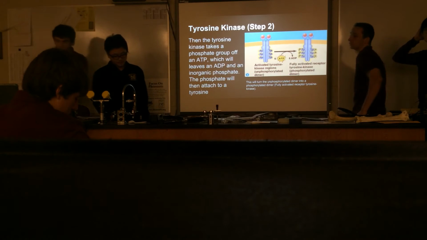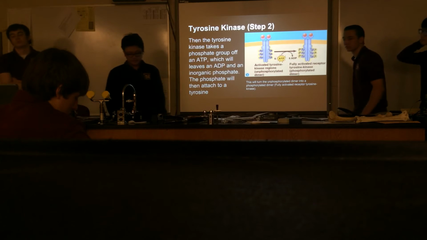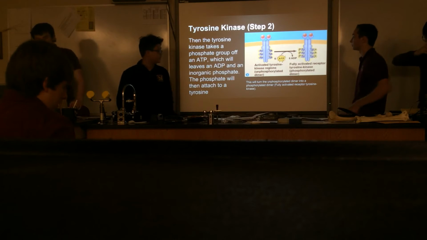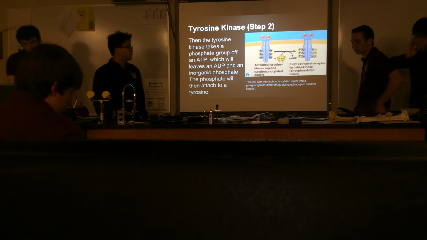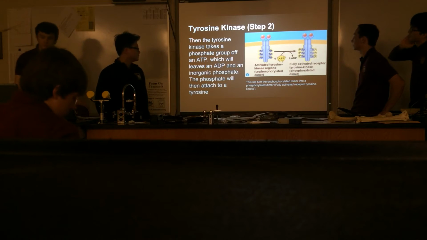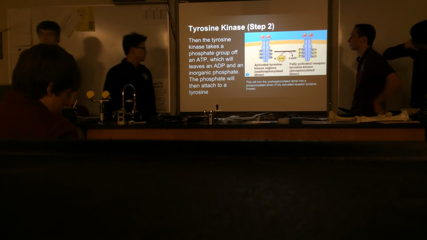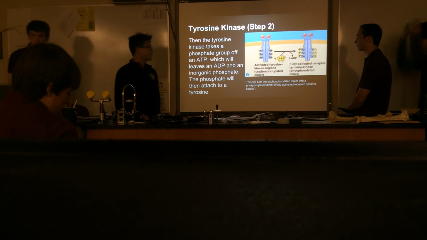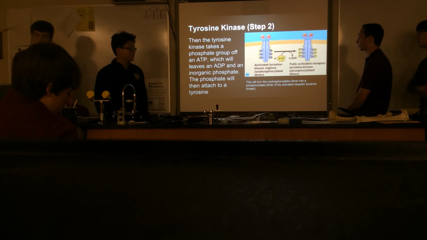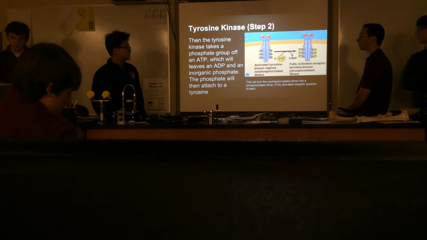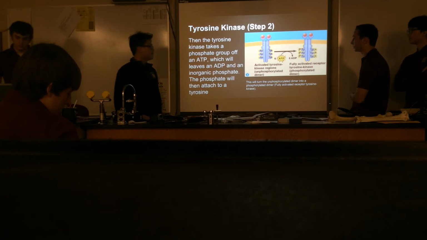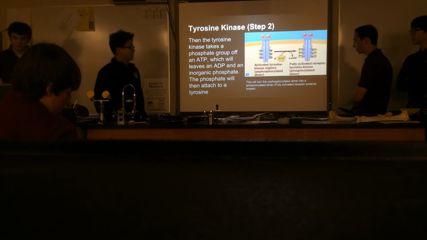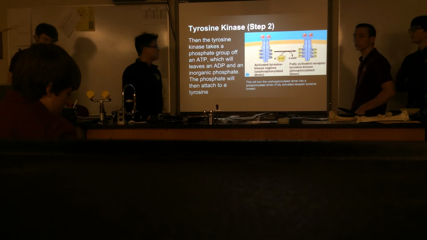And step two is tyrosine kinase takes a phosphate group off of an ATP, which leaves an ADP and inorganic phosphate. The phosphate will then attach to a tyrosine, and this will turn the unphosphorylated dimer into a phosphorylated dimer. And it's a fully activated receptor tyrosine kinase.